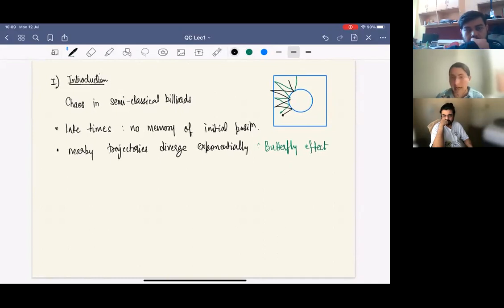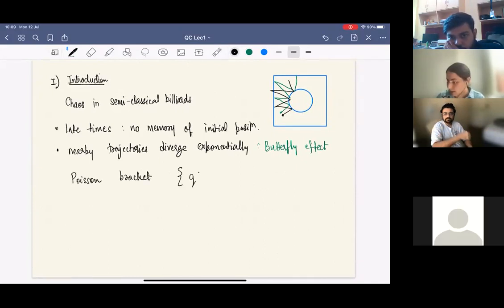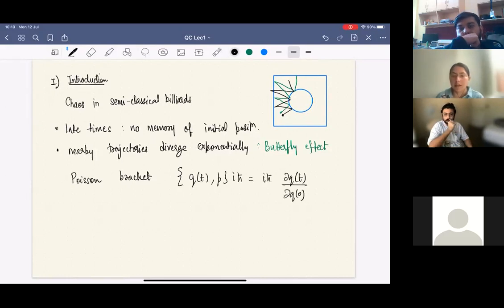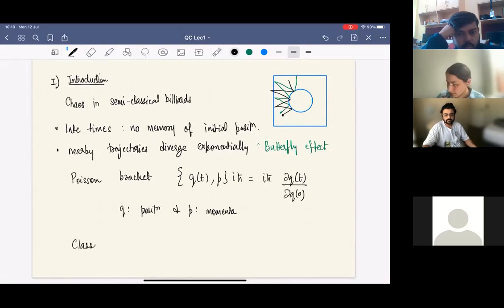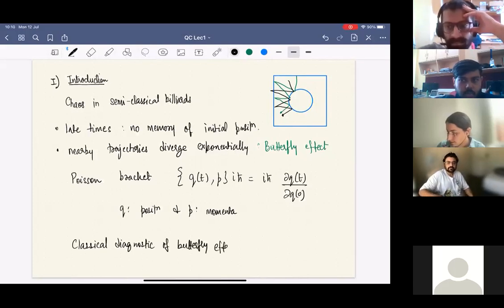For that, we look at a Poisson bracket of momentum and position of the particle. So this is the Poisson bracket that we look at. And what this tells us is the dependence of the final position on small changes in initial position. Here q is the position and p is the momentum. And the square of this Poisson bracket is a classical diagnostic of the butterfly effect.